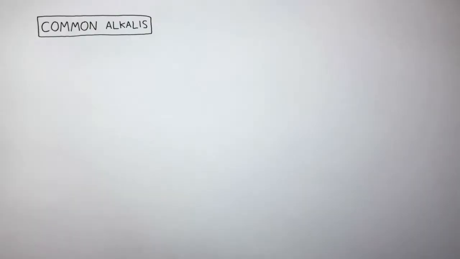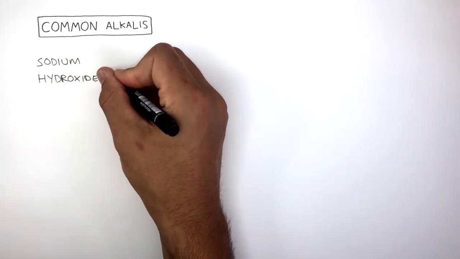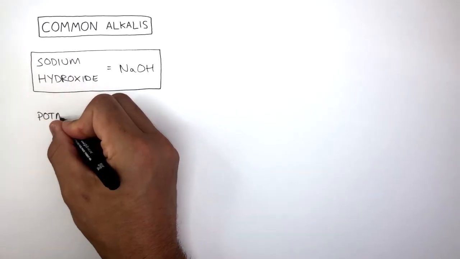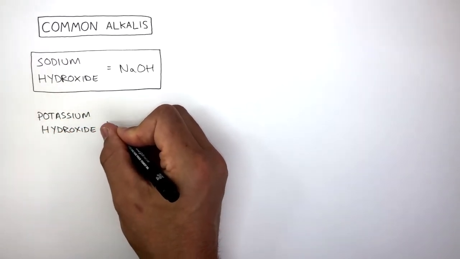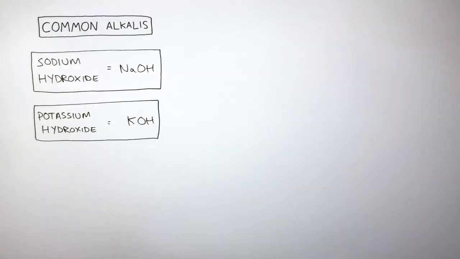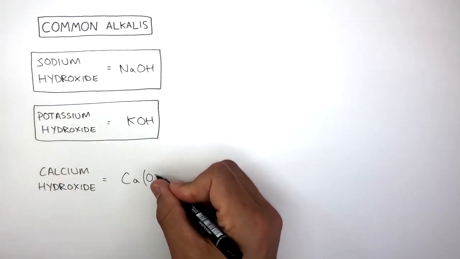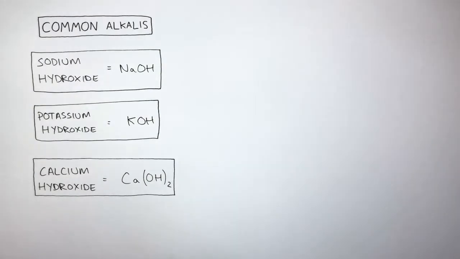Common alkalis include sodium hydroxide, which has a formula of NaOH, potassium hydroxide, which has a formula of KOH, and calcium hydroxide, which has a formula of CaOH. All of these alkalis are dissolved in water, so they're all aqueous solutions as well.